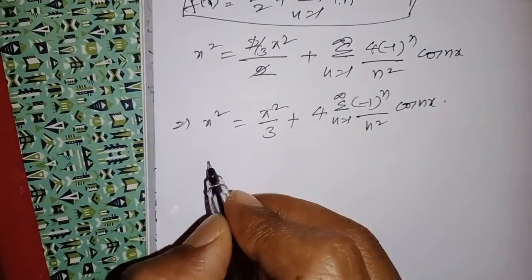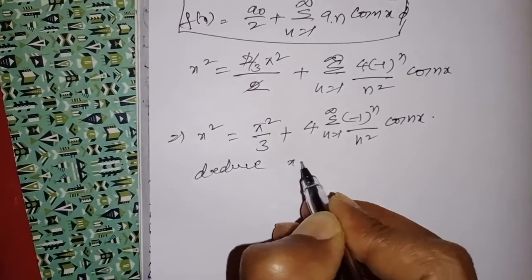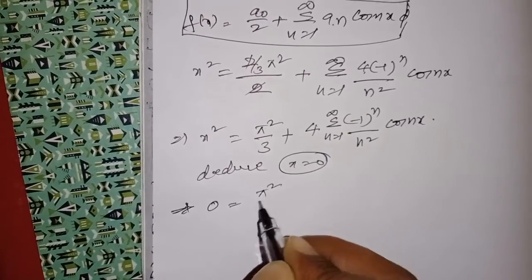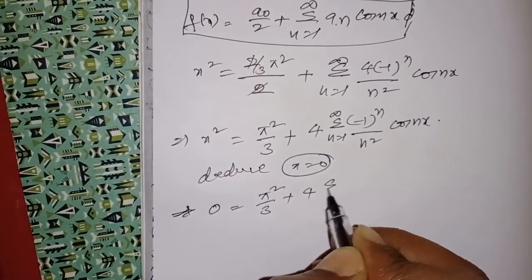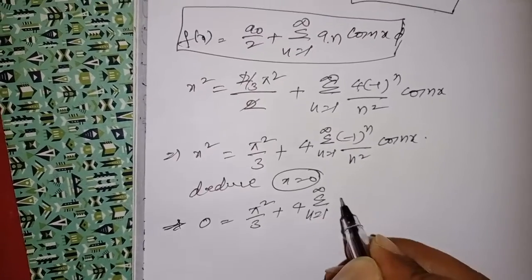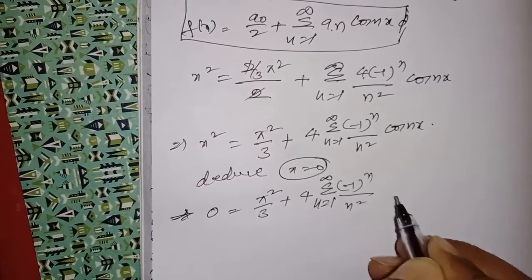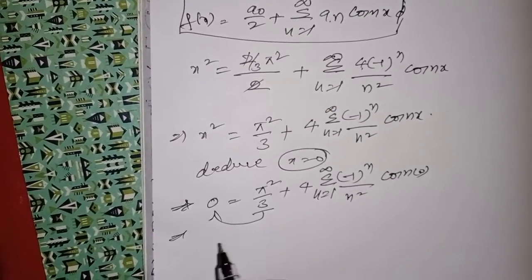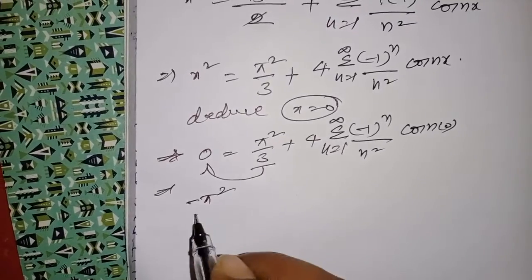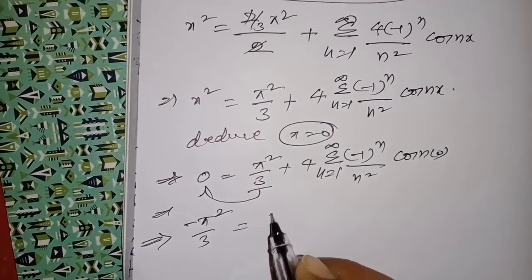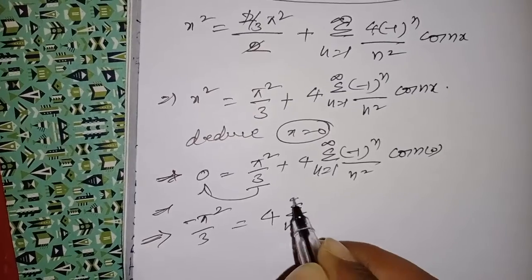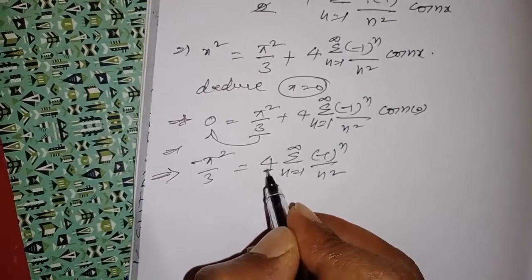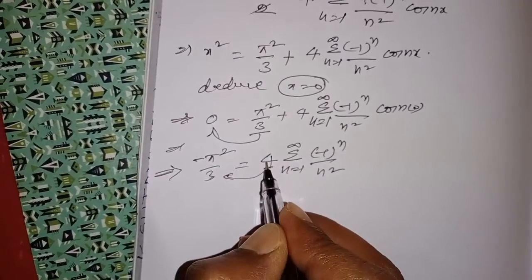Now deduce x is equal to 0. That is equal to 0 is equal to pi square by 3 plus 4 into summation n is equal to 1 to infinity minus 1 power n by n square cos n of 0. That is equal to, see, transfer here, negative pi square by 3 is equal to 4 into summation n is equal to 1 to infinity minus 1 power n by n square. Now solve here, transform here, this is 3 4s are 12.